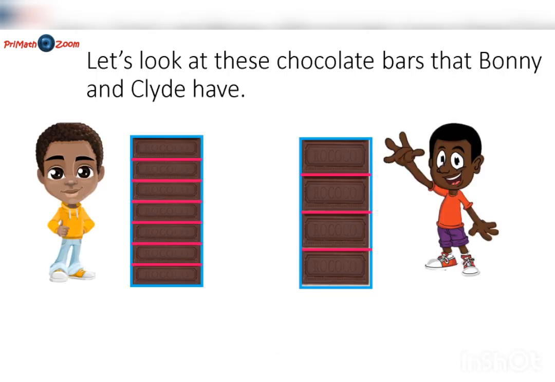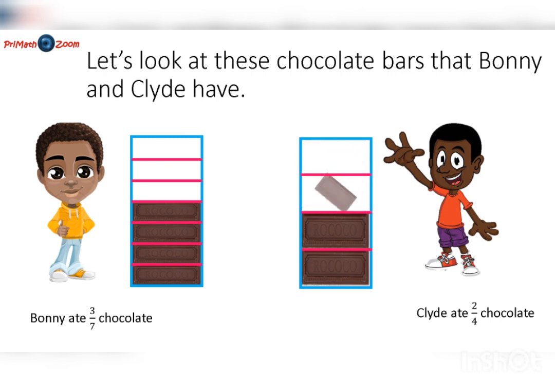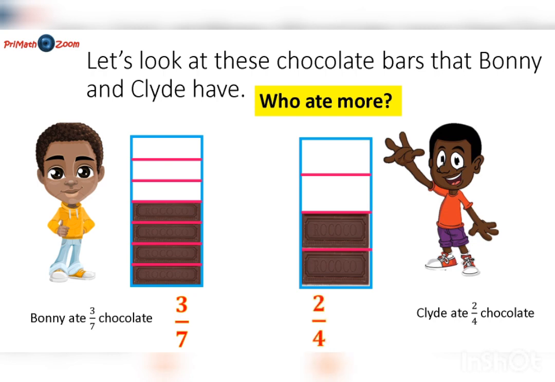Let's look at these chocolate bars that Bunny and Clyde have. Bunny ate 3/7 of his chocolate bar. 1, 2, 3. And Clyde ate 2/4 of his chocolate bar. 1, 2. Can you say who ate more? Well, Bunny ate 3/7. Clyde ate 2/4.